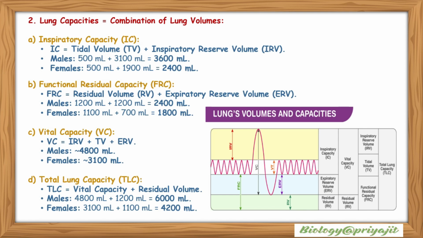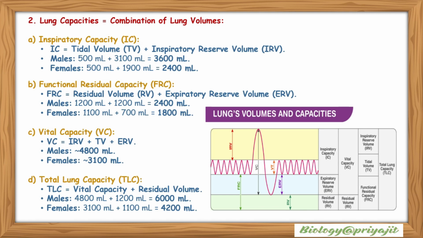Now, even after a normal breath out, your lungs still hold some air. This is your functional residual capacity, made up of residual volume plus expiratory reserve volume ERV, that is 2400 ml in males, 1800 ml in females. If you combine your deepest breath in and strongest breath out, you get your vital capacity, that is about 4800 ml for males and 3100 ml for females.